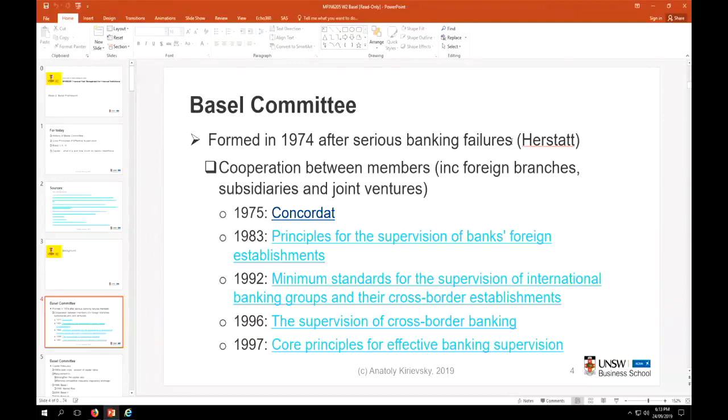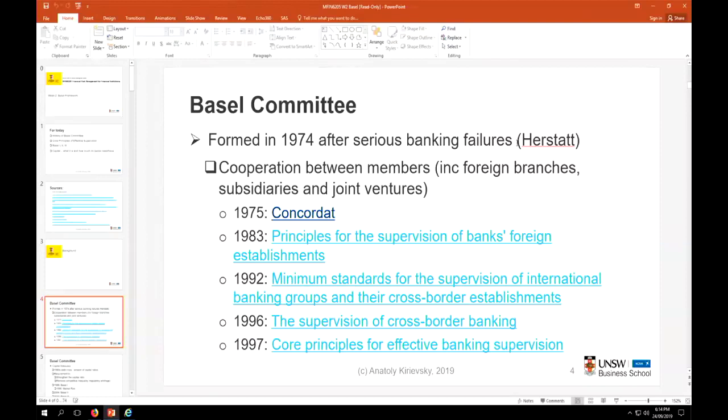Then in 83, they updated the Concordat. By the way, Concordat is a fairly old church word that signifies an agreement to do something. So they use this particular terminology. It was updated in 83, and then in 92, instead of being principles, they actually came out with minimum standards. So they said, all right, it's not just going to be aspirational principles. Here are the standards, and every regulator needs to abide by these minimum standards, which then got updated in 96 to be the supervision of cross-border banking.